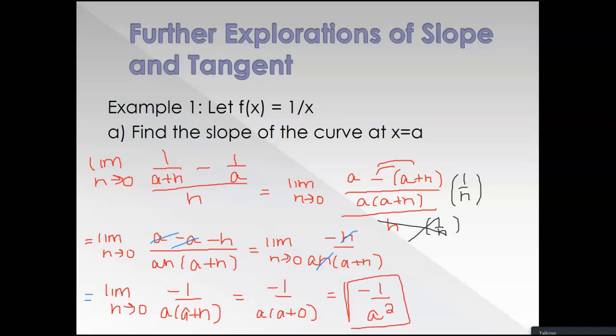So again, that negative 1 over a squared represents the slope in general for the tangent. That represents the slope in general for the tangent.